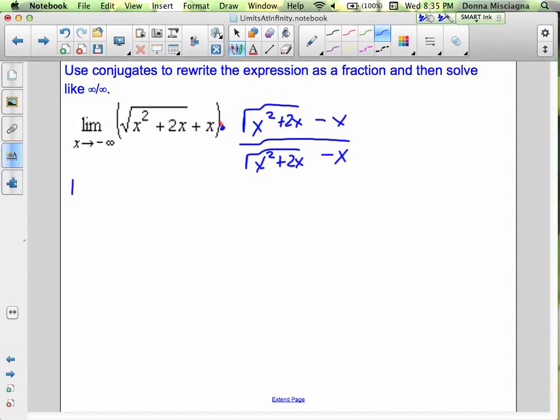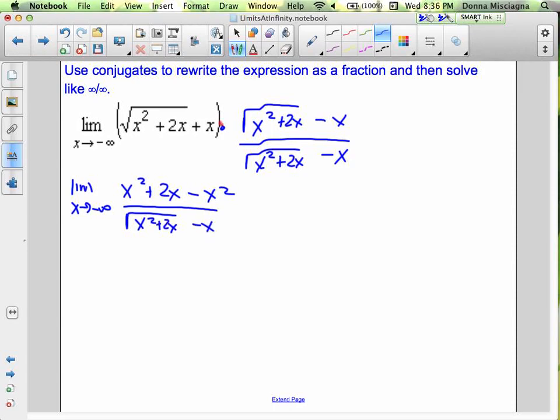So we have the limit as x approaches negative infinity. All right, so the square root of x squared plus 2x times the square root of x squared plus 2x is just x squared plus 2x without the radical anymore. Of course, the middle terms will drop out because they'll be opposites. So we're going to have minus x squared, all over just what we see, the square root of x squared plus 2x minus x.